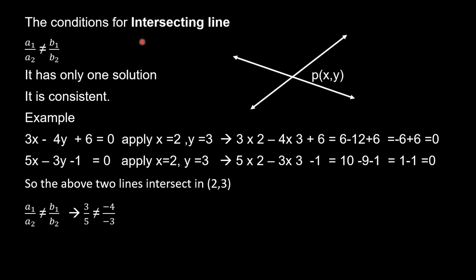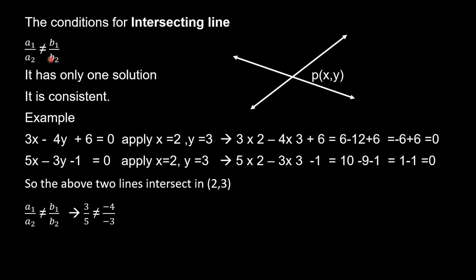The condition for intersecting line. You see the intersecting line will be like this. See, one line will be intersecting the other line at one point, that point P (x, y). For that we should know that a1 by a2 is not equal to b1 by b2.